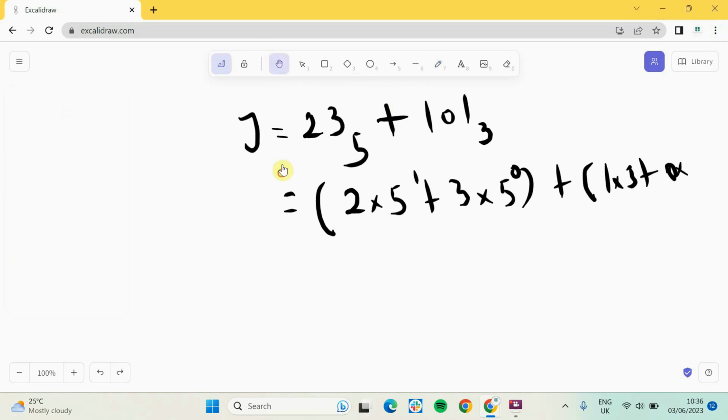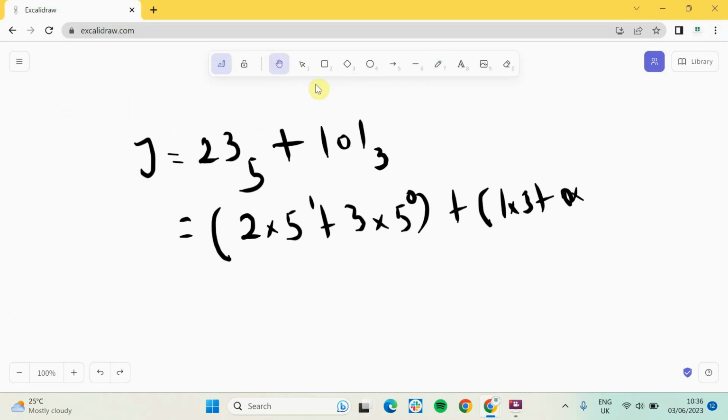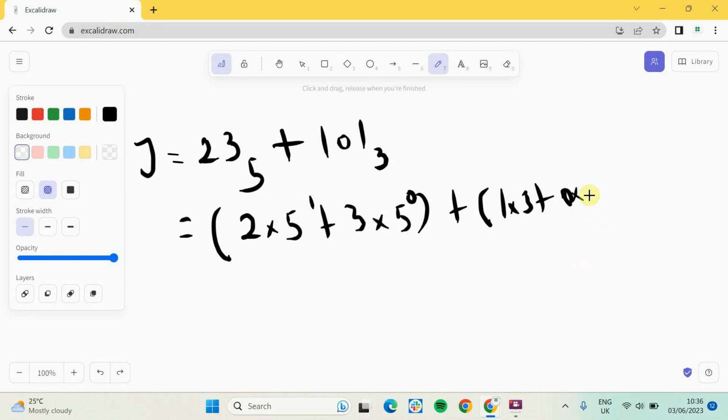Let me move it to this side so that we can have a bit more room to operate in. 0 times 3 plus 1 times 3, right? So we'll give it a power of 0 from right to left. So this will be 0, this will be 1, and this will be 2. Right, so we've converted this to base 10.